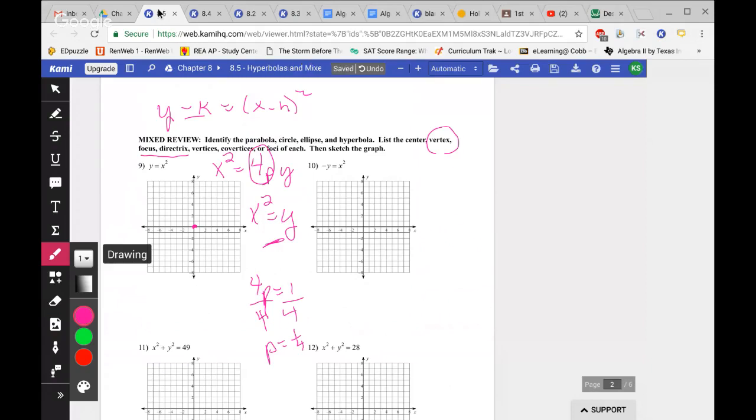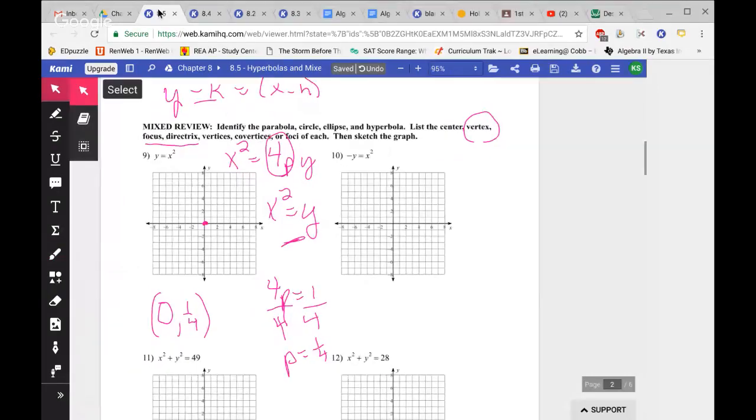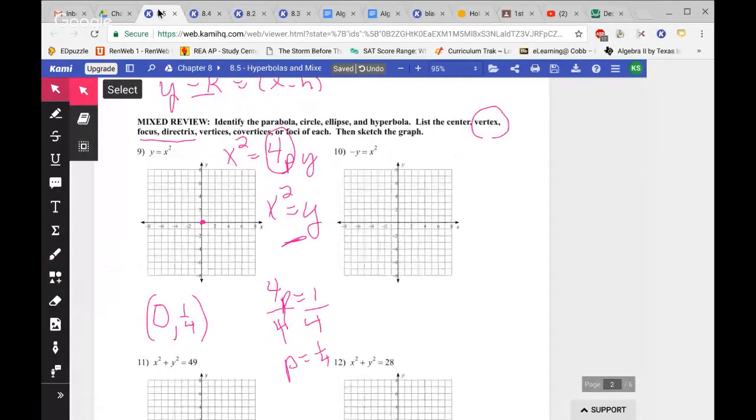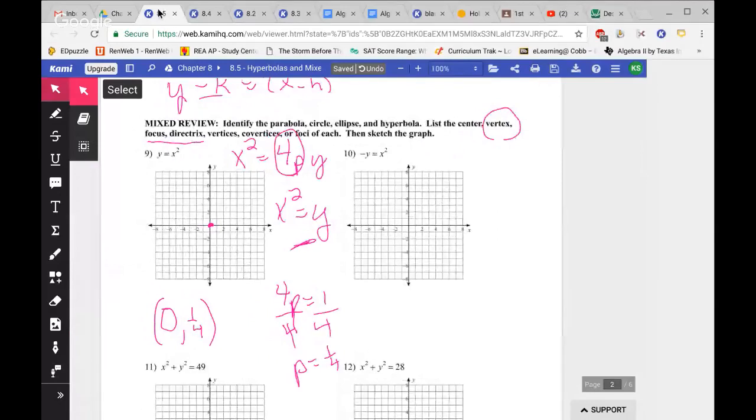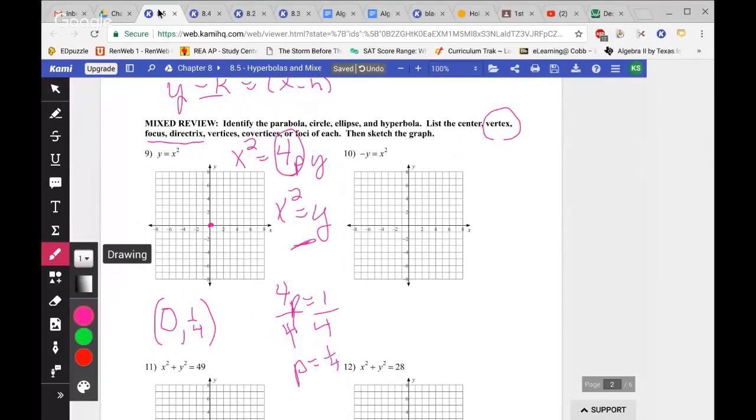In this case, the focus, because it's an x squared, is going to be 0, 1/4. And there's almost no way I'm going to be able to get that graphed on this thing. So if it's in the x, then the focus is in the y and vice versa? Yes, ma'am. Okay. That is it.